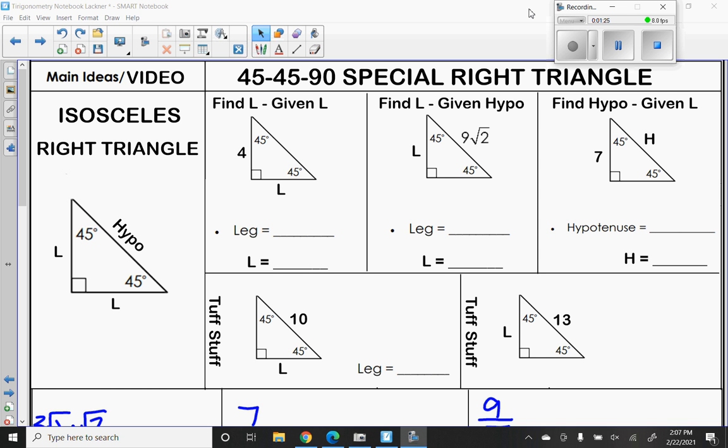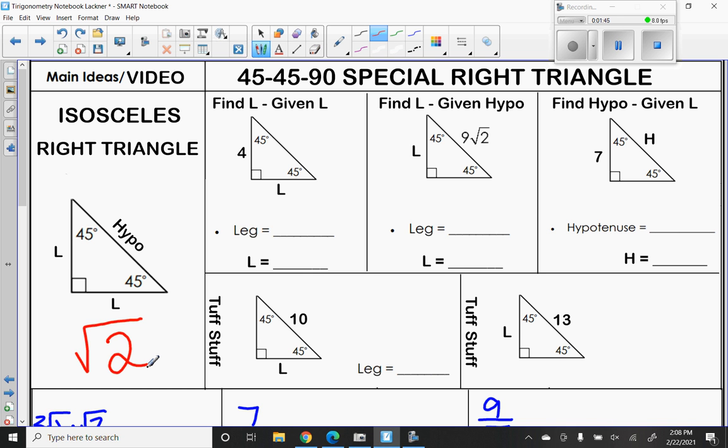Now, what I have here on the top three things are going to be little formulas. What I do want you to remember is that when we deal with the 45, 45, 90 right triangle, the majority of the work is going to consist of the radical 2. You're going to see the radical 2 in a lot of 45, 45, 90 right triangles. So here's our first formula in our first box. Find leg when you're given leg. Well, this is going to be cake because the legs are equal.